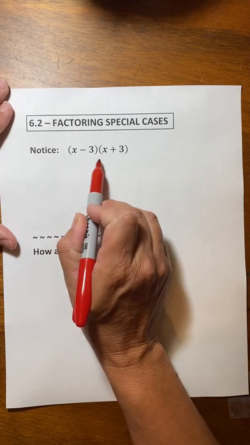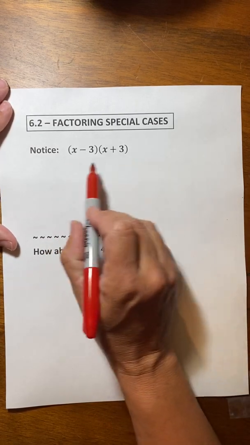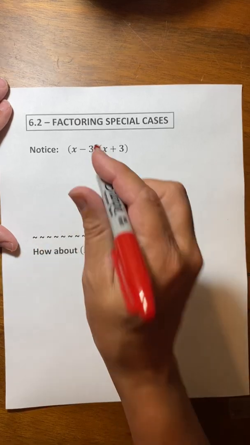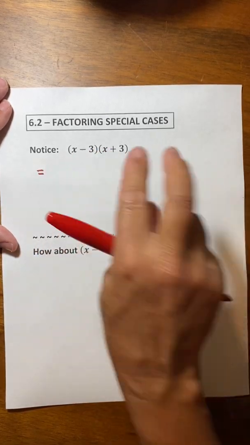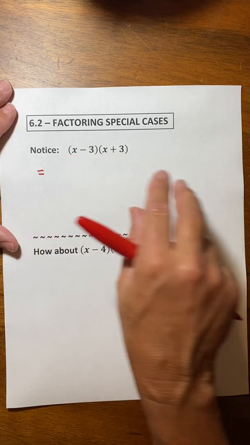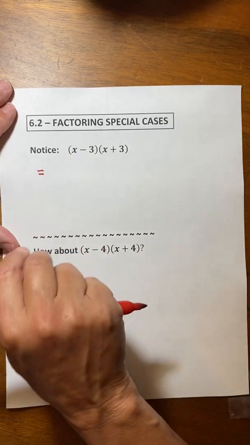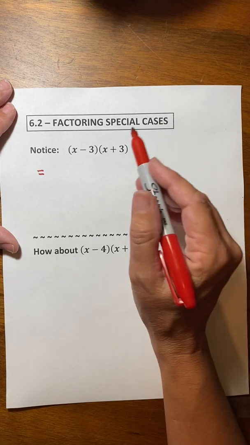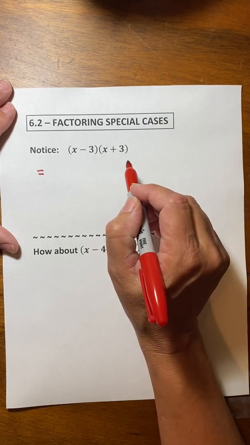Let's look at the product, x minus 3 times x plus 3. These are two little binomial expressions. When we're multiplying two or more expressions that have two or more terms, we use the distributive property. When they're both binomials, we can use the FOIL acronym: first, outers, inners, last.